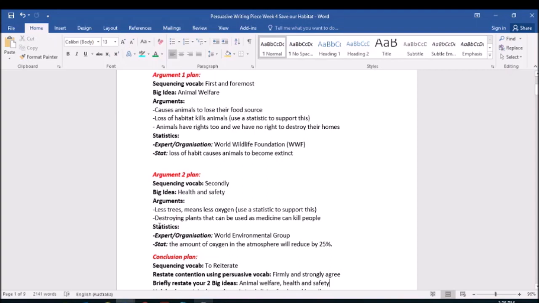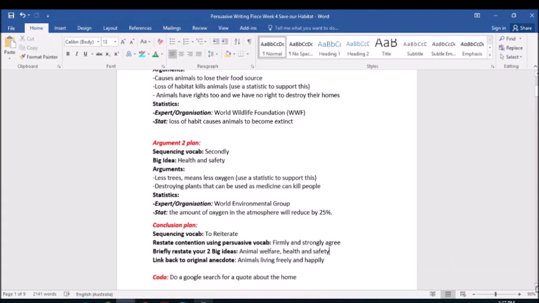And I'm also going to say that destroying plants that can be used as medicine can actually kill people. The expert is going to be the World Environmental Group, and the stat is going to be the amount of oxygen in the atmosphere will reduce by 25%, which is obviously a really, really bad thing.